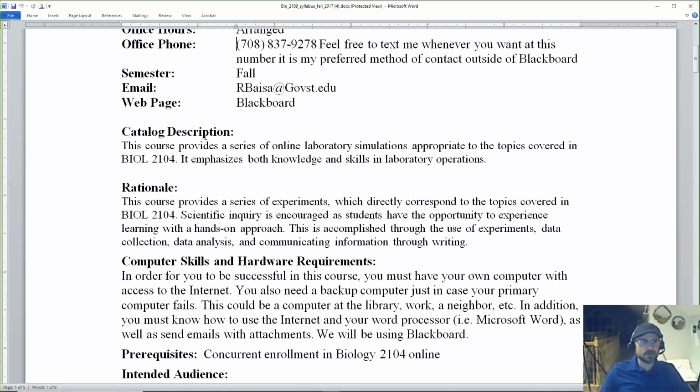Okay. So this course is designed to go along with Biology 2104. The topics mesh up with that class. Technically, anybody can take this lab, but the topics are going to mesh up with that class. If you're not in that class, it might be a little bit more difficult for you, but not really, to tell you the truth. You're just going to have to research a little bit of these topics on your own if you haven't had it for a while or something like that.